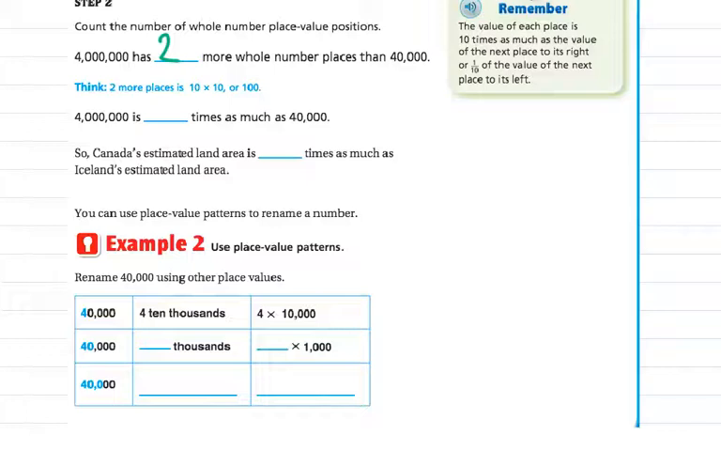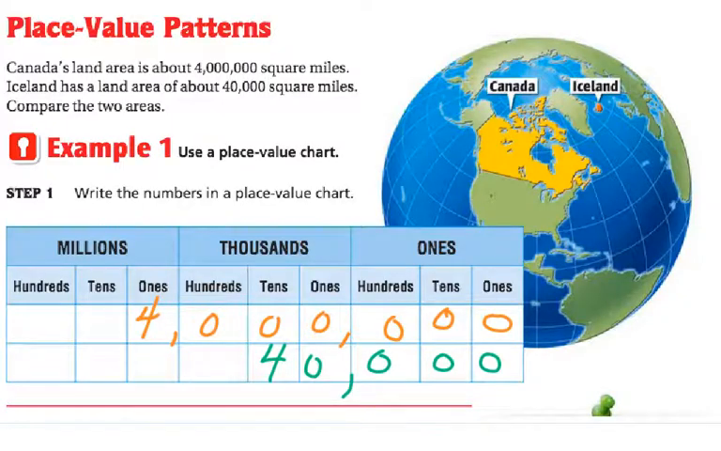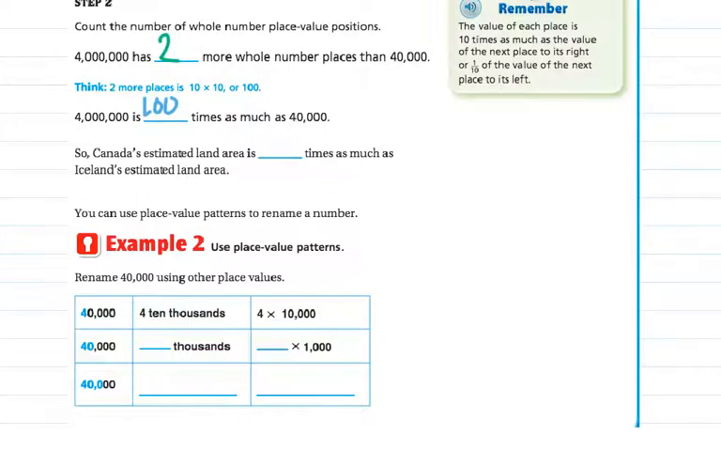So, boys and girls, think 2 more places is like 10 times 10, or 100. So 4 million is 100 times as much as 40,000. And if we go back to our place value chart, what we know is that each of these place values, as we gain 1, we're gaining times 10. That would make sense, because 10 times 10, as those 2 factors multiply together, would give you the product of 100. So Canada's estimated land area is 100 times as much as Iceland's estimated land area.